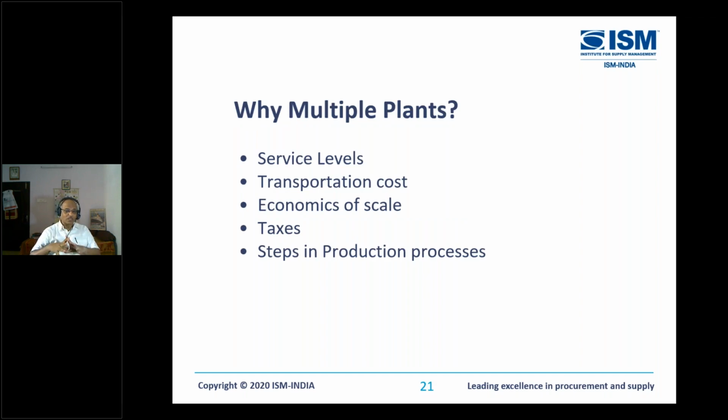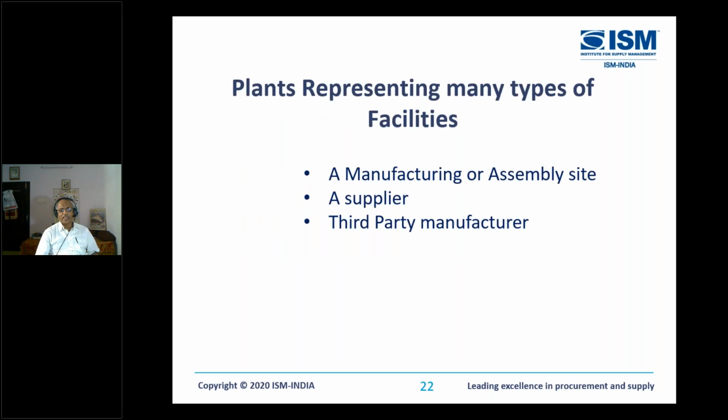Then transportation costs, you want to reduce. Then economies of scale. Then taxes, then steps in production process. Sometimes you have multiple plants. One plant makes the materials, and then another makes the assemblies. Then plants representing many types of facilities. It may be a manufacturing or assembly site, a supplier, third-party manufacturer.